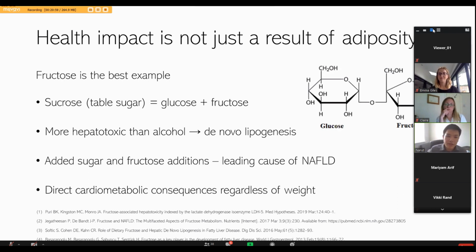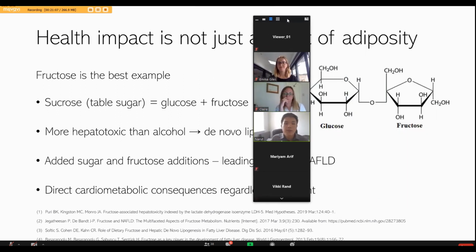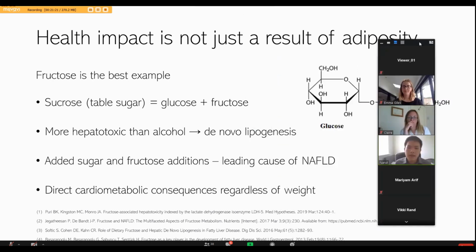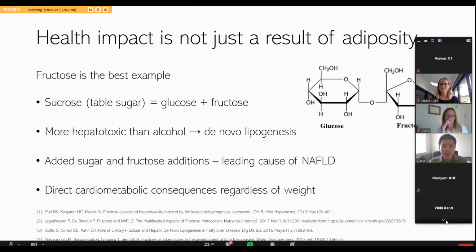Fructose is more liver toxic than alcohol, actually. The formal way of saying it is hepatotoxic, because hepatos in Greek means liver. So it's more hepatotoxic than alcohol. Because of this, the liver turns it directly into fat, and so it is a big cause of weight gain. But there's something more important than that. In the process, because of its toxicity, it also damages the liver, and that's how we get non-alcoholic fatty liver disease.